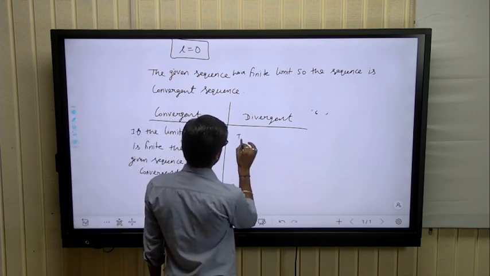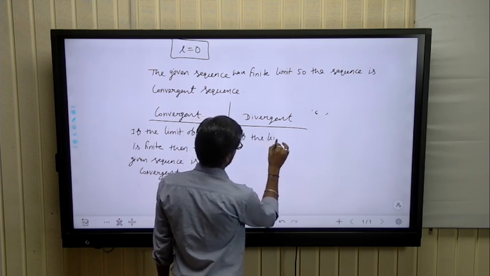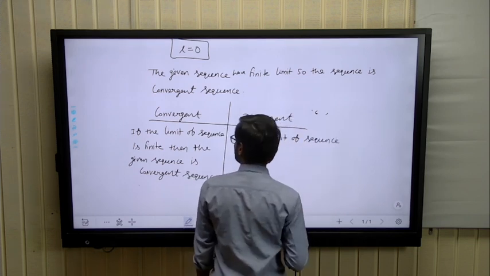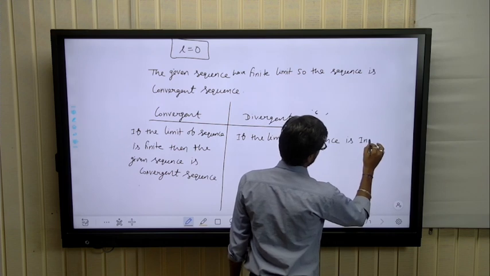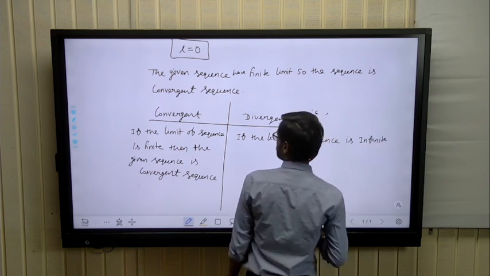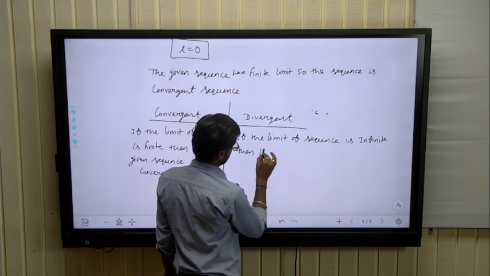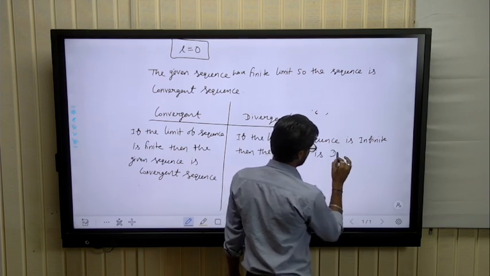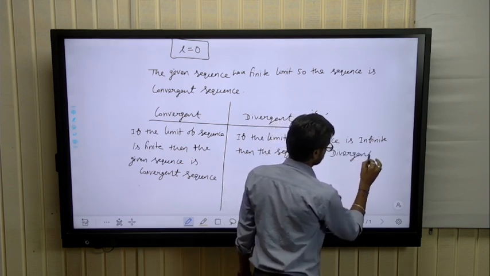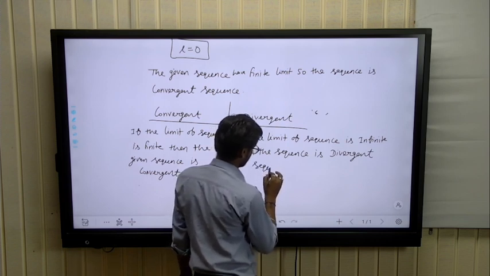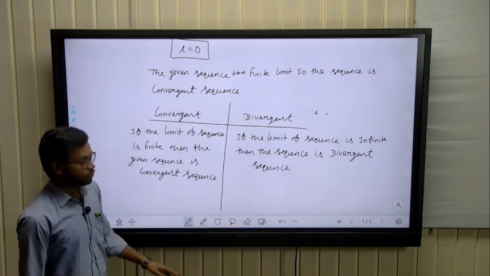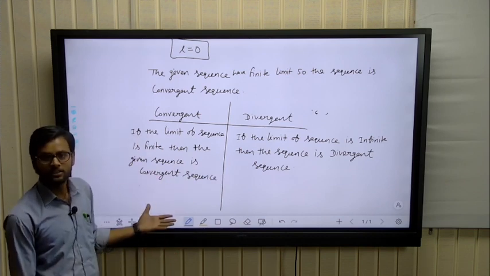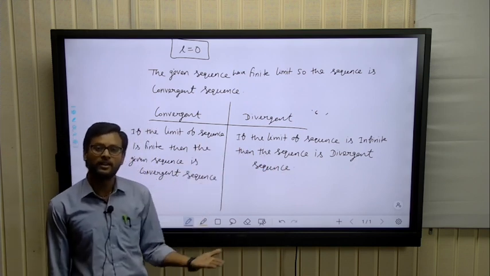Here you write that if the limit of a sequence is infinite, then the sequence is a divergent sequence. Okay. So you see that these are the opposite of each other. Convergent says that if the limit is finite, then the sequence is convergent. Divergent says that if the limit is infinite, the sequence is divergent.